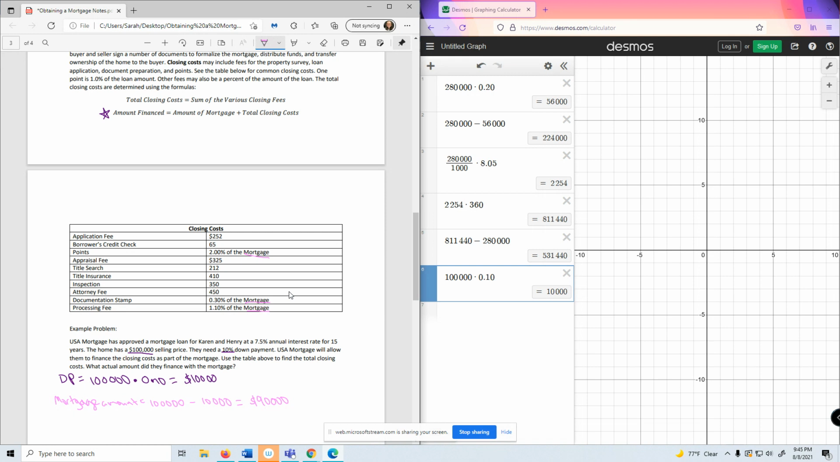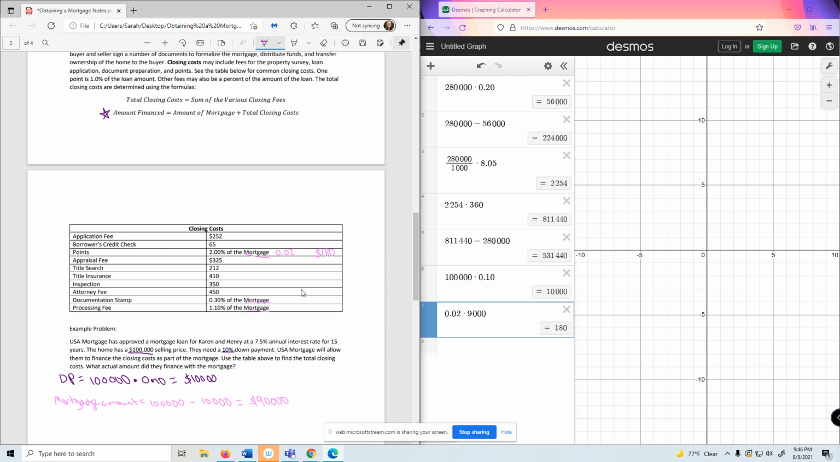So then to find all of the closing fees, it's going to be adding all the things in this table together. We're missing some information though. We're missing points, documentation stamp, and processing fee. The way we find those is by doing the percentage of the mortgage. So for points, 2% is the same as 0.02. So if we do 0.02 times the mortgage amount, 9,000, I'm going to just do that in Desmos, I get $180. So the points will be $180.